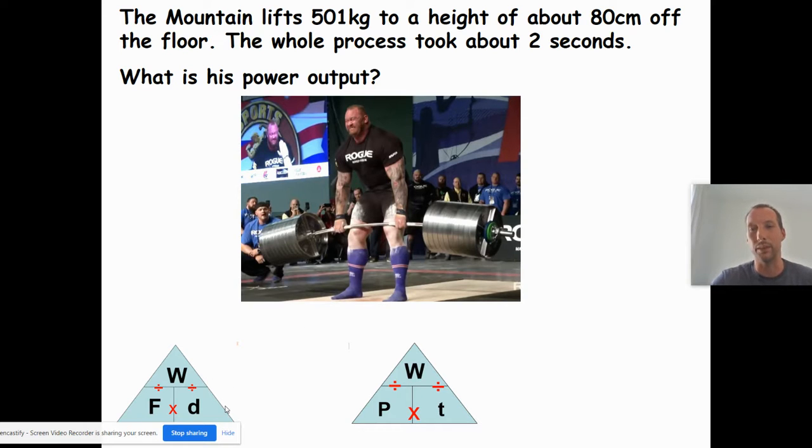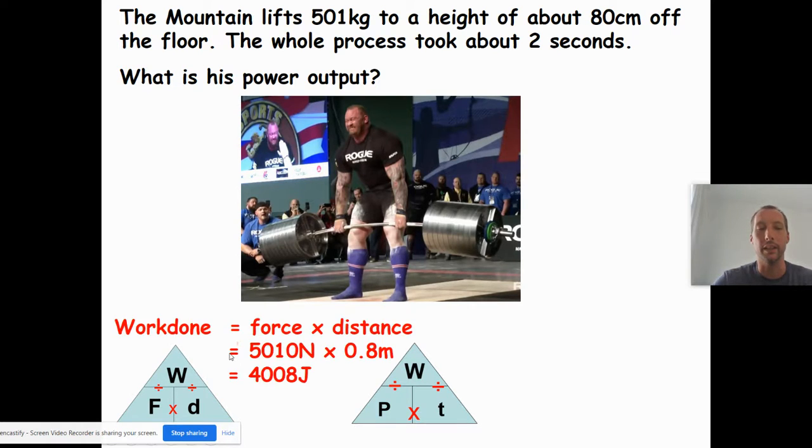This is a two-part process, because we need to work out how much work he does first, or how much energy he transfers, and then we need to use that to work out the power. So the first step, let's work out how much energy or work he does. So work done or energy transferred is force times distance.